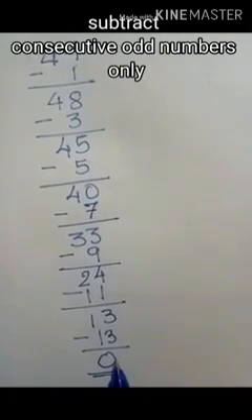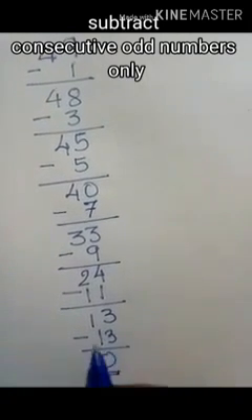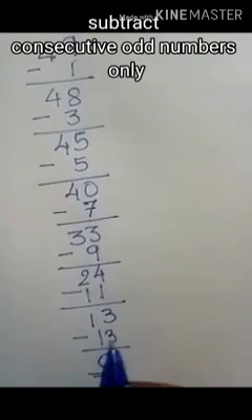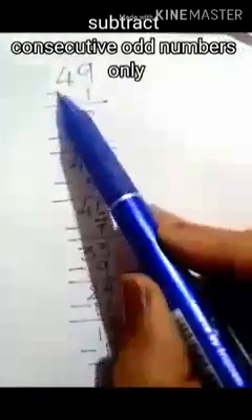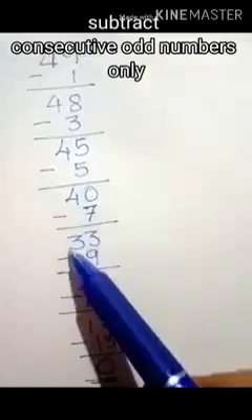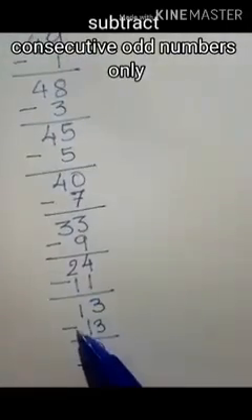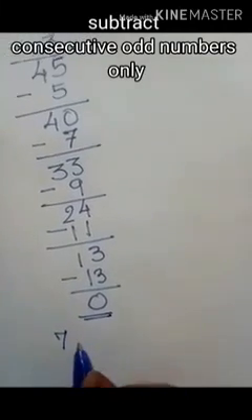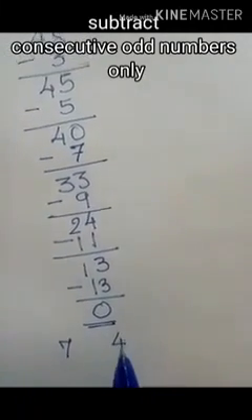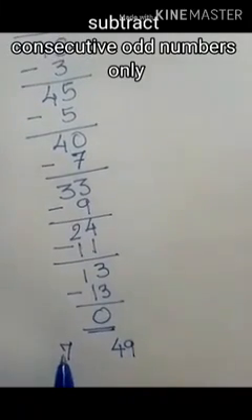Now how many numbers did we subtract? How many numbers? Not 13. How many subtractions did we do? Let's count. 1, 2, 3, 4, 5, 6 and 7. So we subtracted 7 numbers. That means 49 is the square of 7.